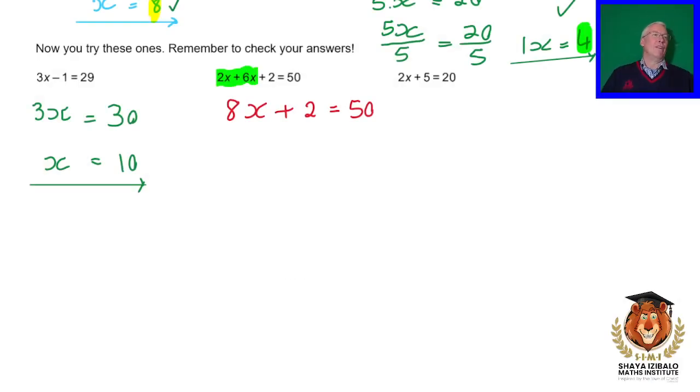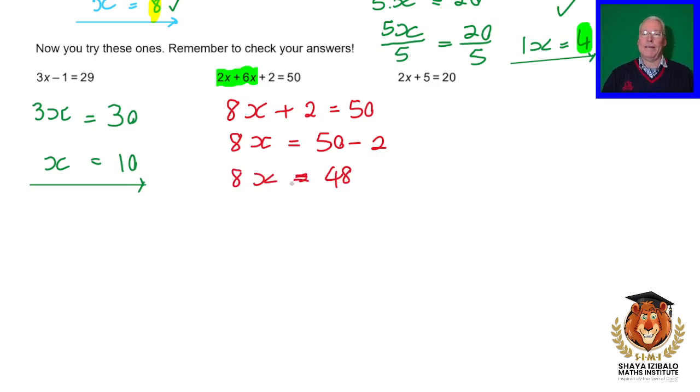What can I do to get rid of adding 2? I can subtract 2. Sorry, I realized that I didn't unpause this. Okay, I can subtract 2, so let's subtract 2 from both sides. We're going to get that. Now, this is 8x is 48.